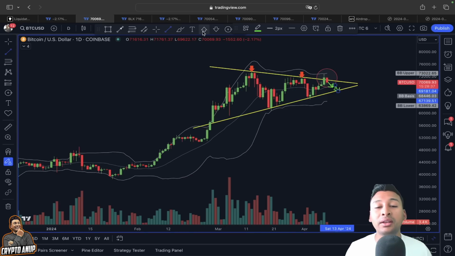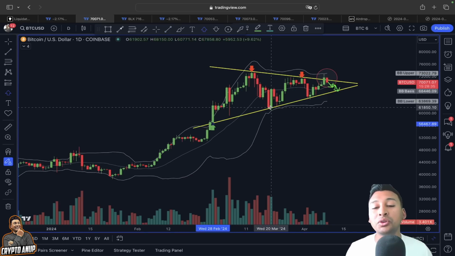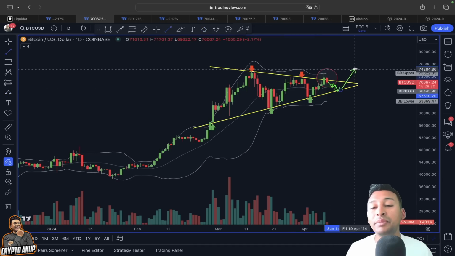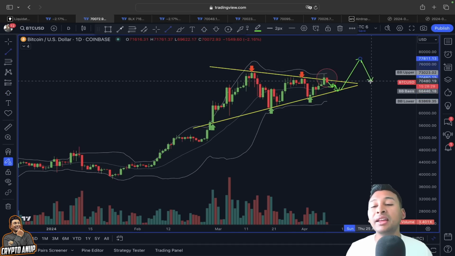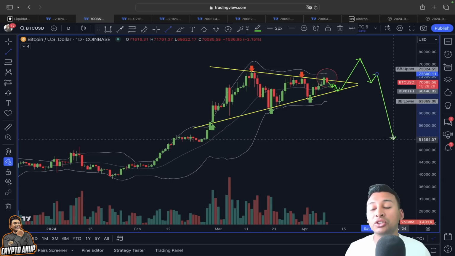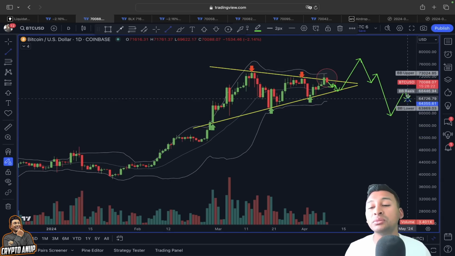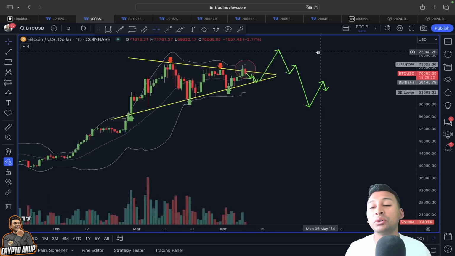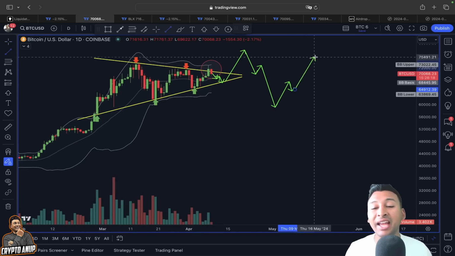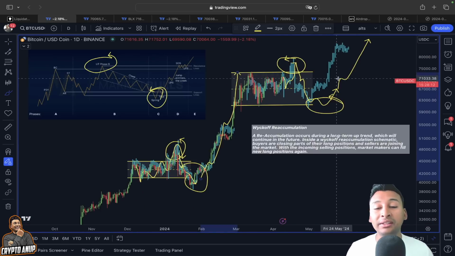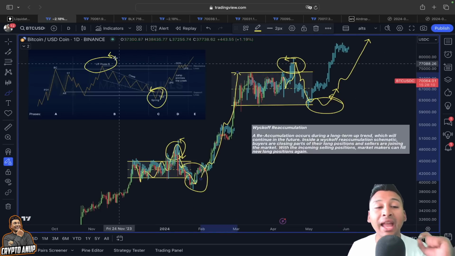Price getting attracted one more time around the lower trend line from the symmetrical triangle before showing a move like this, and then another continuation here towards this 61,000 before finding bottom, before continuing with this actual impulsive move, because that's exactly what we found out looking at this Wyckoff's reaccumulation phase.